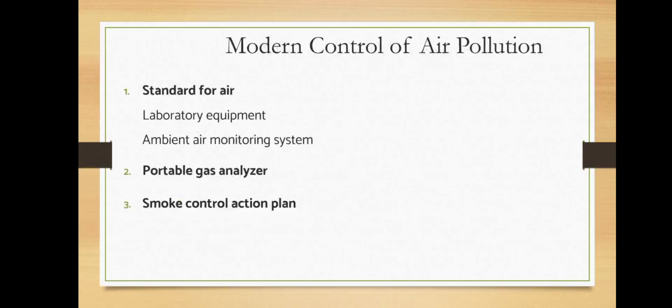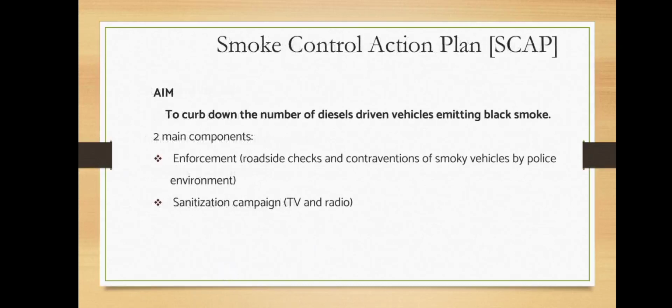And the next is modern control of air pollution. Basically, modern air pollution control is of three types. First, laboratory equipment, ambient air monitoring system; second, portable gas analyzer; and third, smoke control action plan. And the next is the smoke control action plan, short form SCAPE.